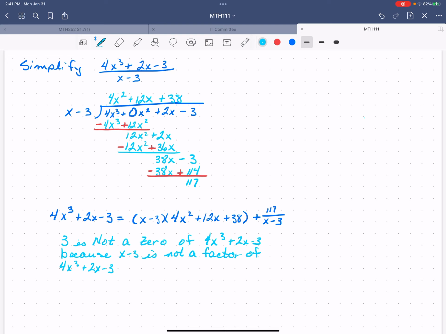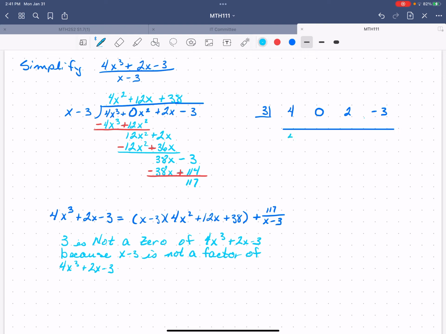And you may be wondering, well, can I still use synthetic division? And the answer is yes, you can. So let's set this up. So I need to check, am I dividing by x minus a number? And I am. And in this case, that number is 3. And so I put in my coefficients, 4x to the third plus 0x squared plus 2x minus 3. And I carry out my synthetic division.